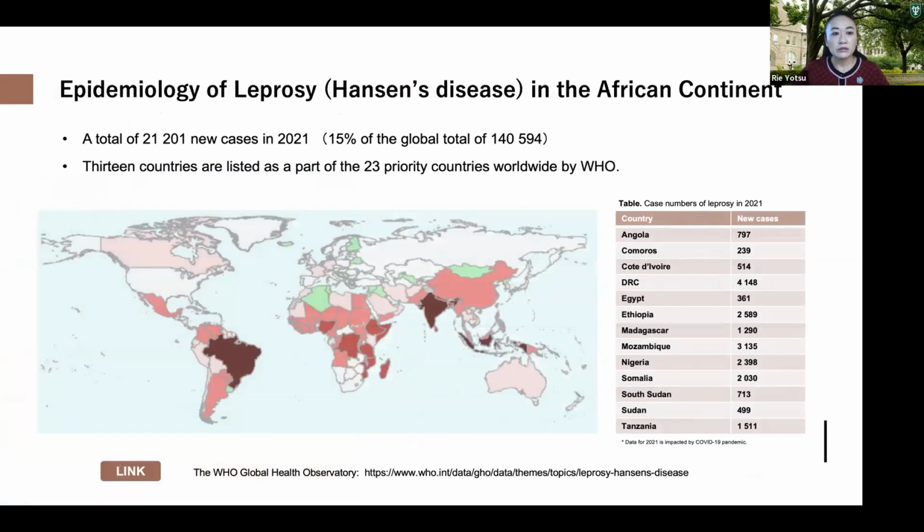Looking at some of the epidemiology together now, the epidemiology of leprosy, I've put the slides' focus on the African continent to connect to Jona's presentation, but I know that some of you are connecting from other places. So globally, the number of leprosy cases is around 200,000 to 250,000 people. But during the COVID time, of course, the reporting was affected, so this is the data from 2021. About 15% of these cases are known to be from African countries. And 13 countries are listed as part of the 23 priority countries worldwide among the African continent. If you're interested in your own country's data, you can go to the WHO website and find out about your own country.